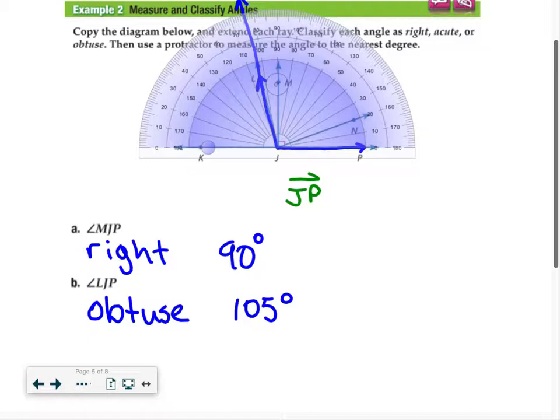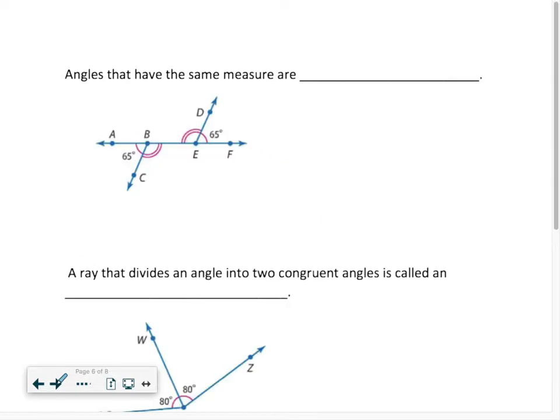So that's how you can use a protractor to measure an angle. I'll have some in class tomorrow that we can use for our homework.